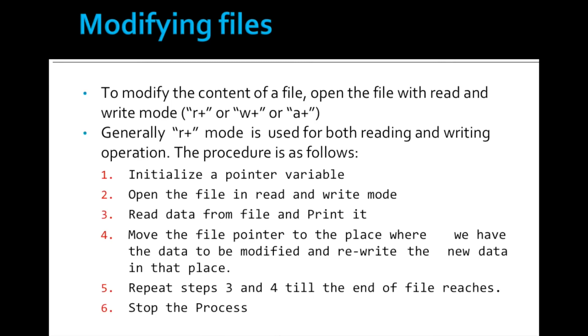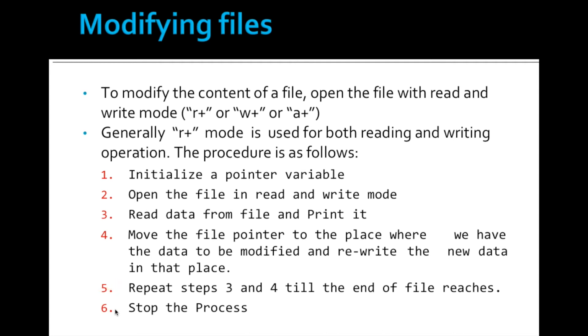First we will understand the procedure to modify the file content. The procedure is: initialize your pointer variable, then open a file, then read data from the file. This is the most important step: move the file pointer to the place where we want to modify the data, and rewrite the new data at that place. In order to modify data, first we have to move our file pointer to the specific location with the help of fseek, and then rewrite the new data. You follow this procedure until the end of the file, then close the file and stop the process.